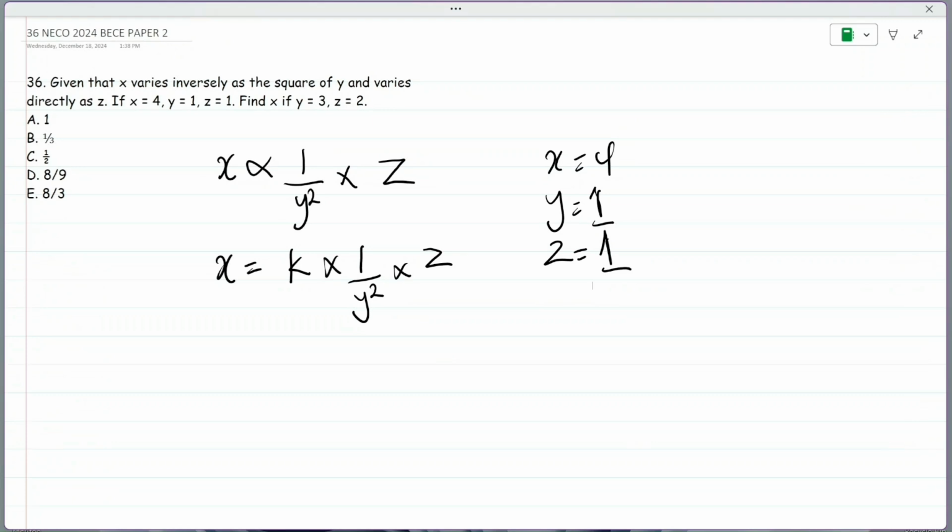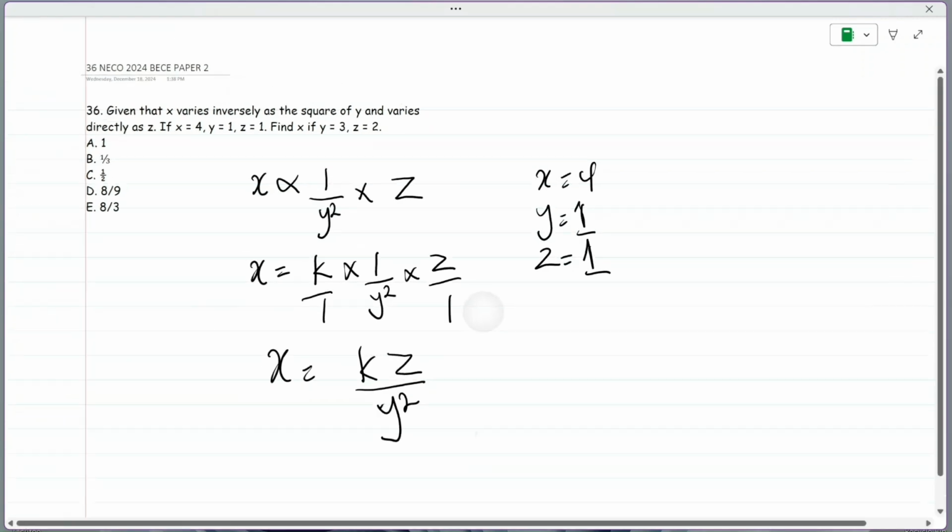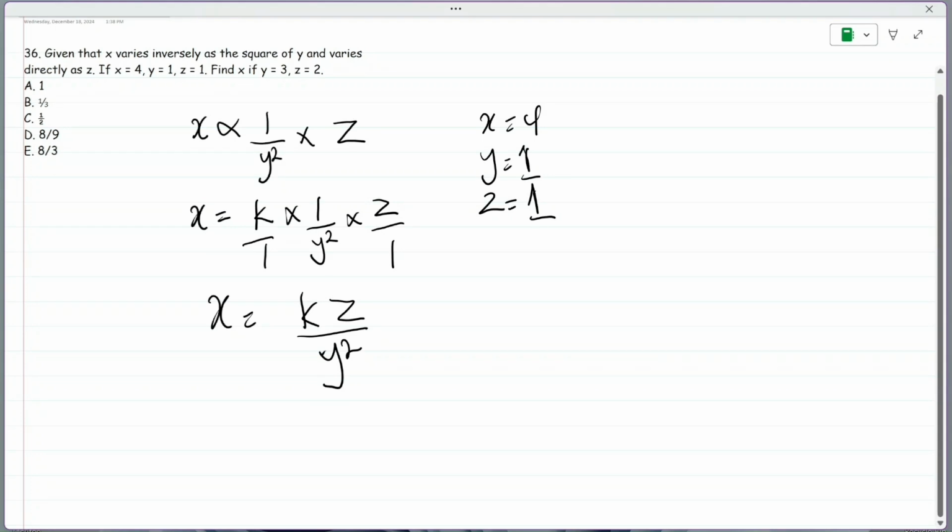You can still rewrite this as x equals k over 1 and z over 1, make them fractions. You can have k times 1 is k. It's like 2 times 1 is 2. Anything times 1 is the same thing. So you have k times 1, then times z. You can choose to join them together. You can have kz over the denominator. You have 1 times y squared is y squared. So you have over y squared. We can now insert our numeric values into our x, y, and z and find our k.